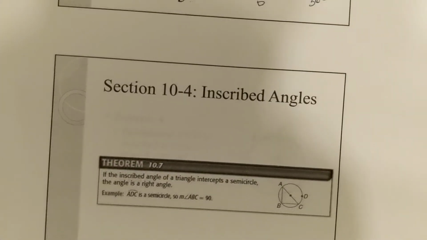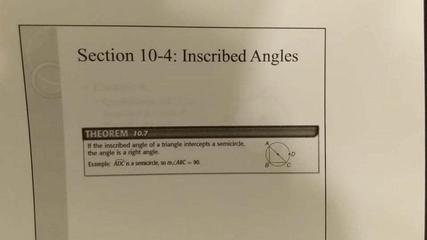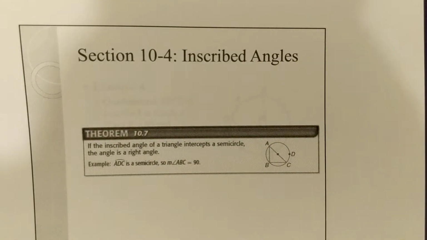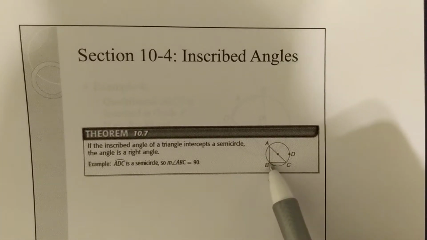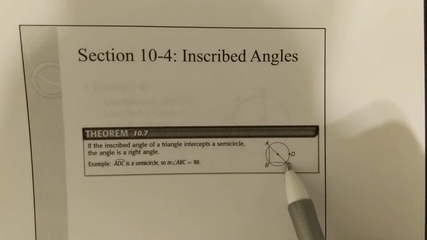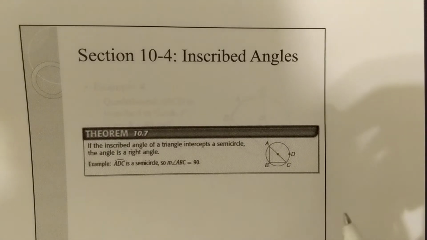Okay, so down here, 10.7. If the inscribed angle of a triangle intercepts a semicircle, the angle is a right angle. So here, arc ADC is a semicircle, so angle B must be a right angle because this value is 180 since it's a semicircle, and so the angle is half of that, or 90 degrees.